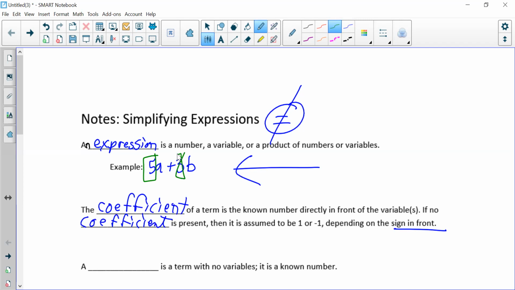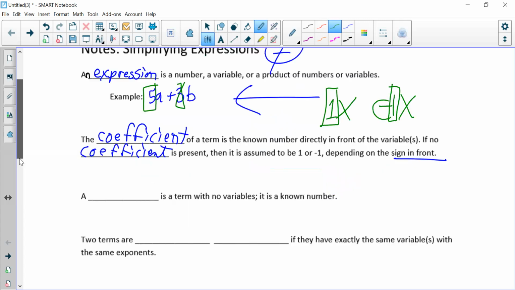All right, apparently Smart Notebook wanted me to draw a triangle instead of a box. If there is no number, if you just see x, we have an understood ninja 1 here, right? If it says -x, then the coefficient is still a ninja 1, but we need to remember it's a negative ninja 1. All right, moving on down.